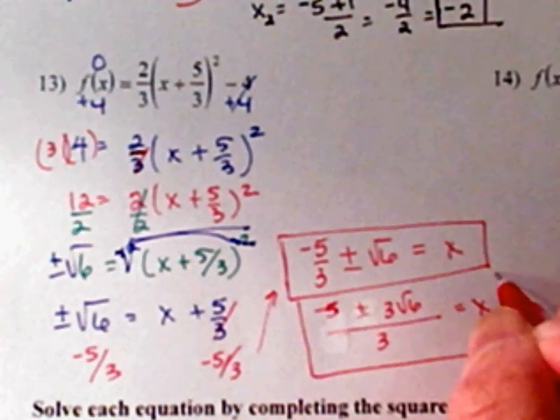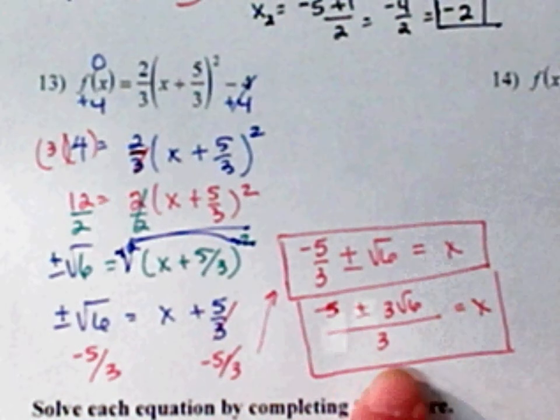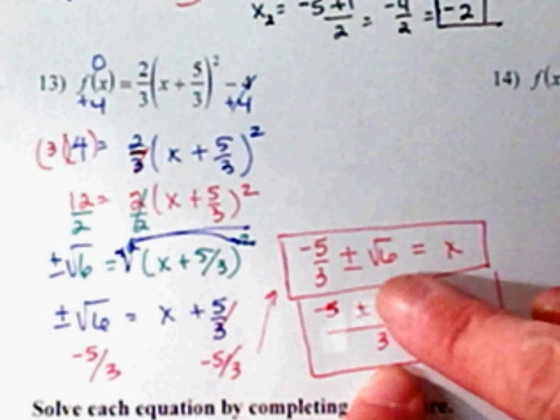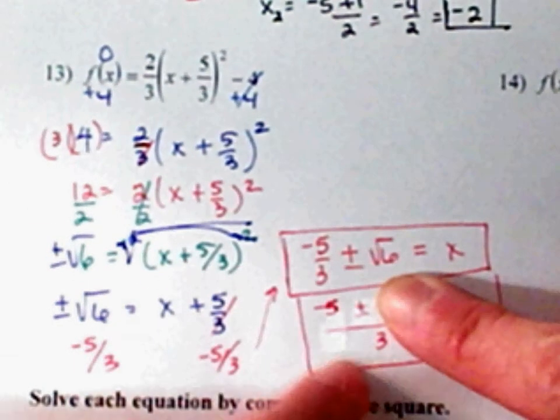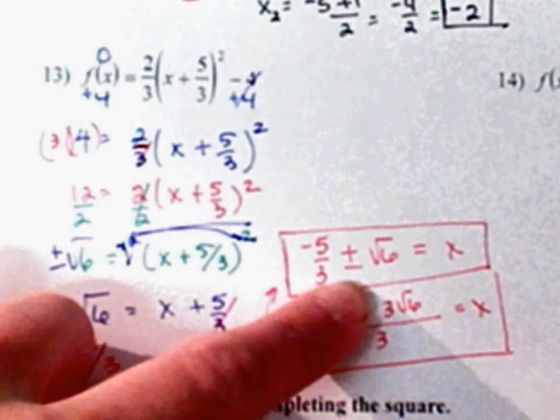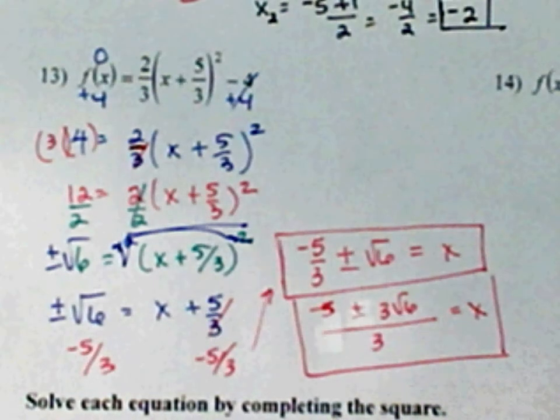So if you wanted a common denominator, this is how you would write it. Because if you take a look, I still have negative 5 over 3. 3 over 3 is 1. Okay? There you go. Number 14.